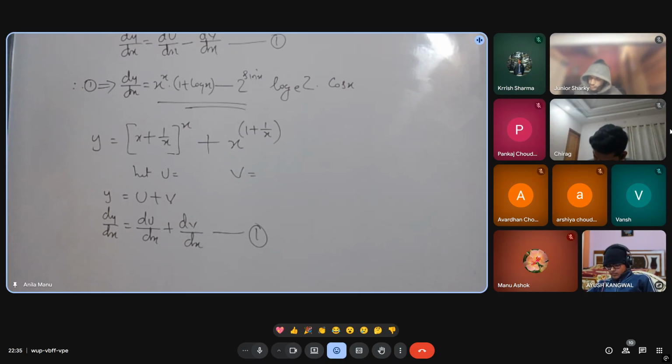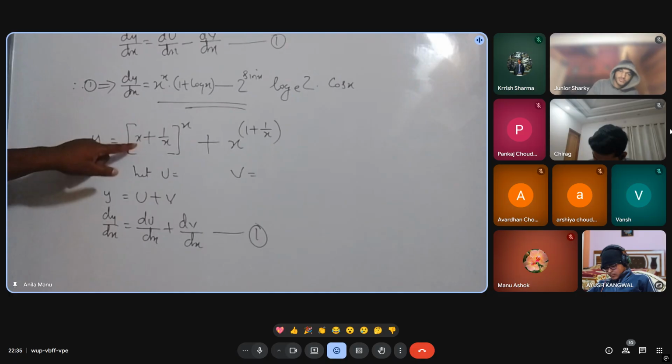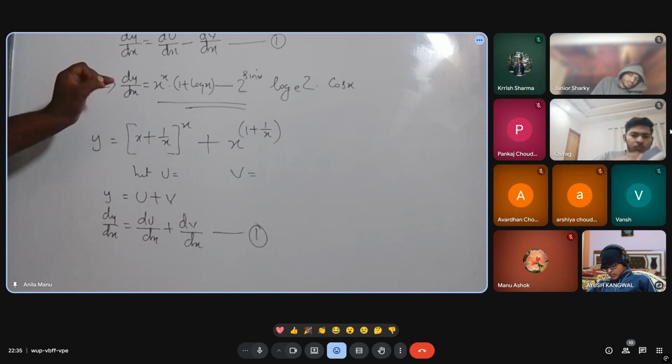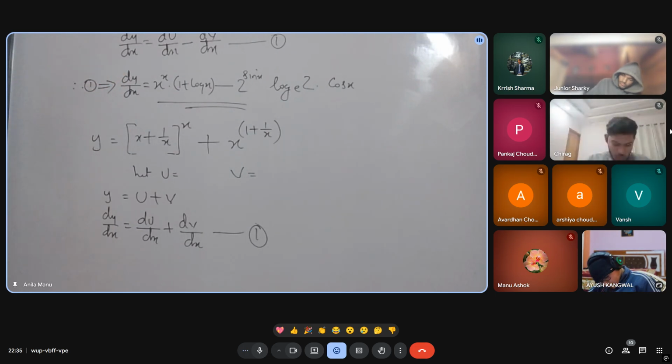Very carefully you have to do this one, okay? You see the type of the function. One is a function, then reciprocal, then all raised to x. When you take logarithm, a little bit of complication will be there. So very carefully you have to solve that.